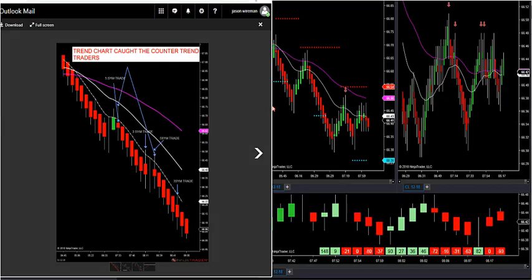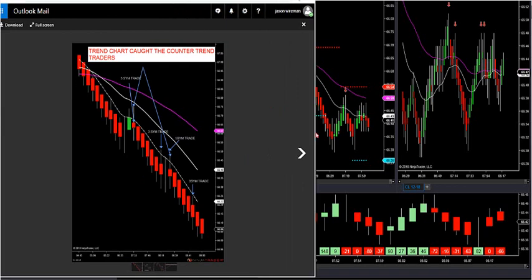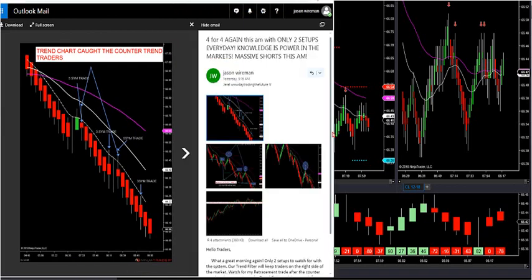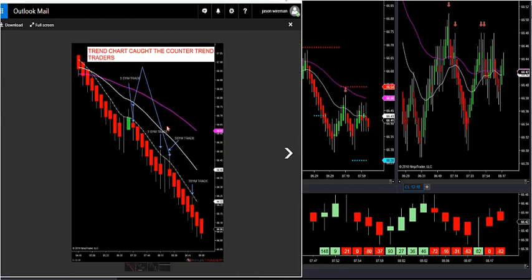All right, let's go over crude oil. Let me move this over a little bit. This is yesterday's setups. I don't want to cover what we're looking at right now, but let's go over what we want to do. Move this over a little bit so you can see it. There we go. All right, so we have a trend chart.